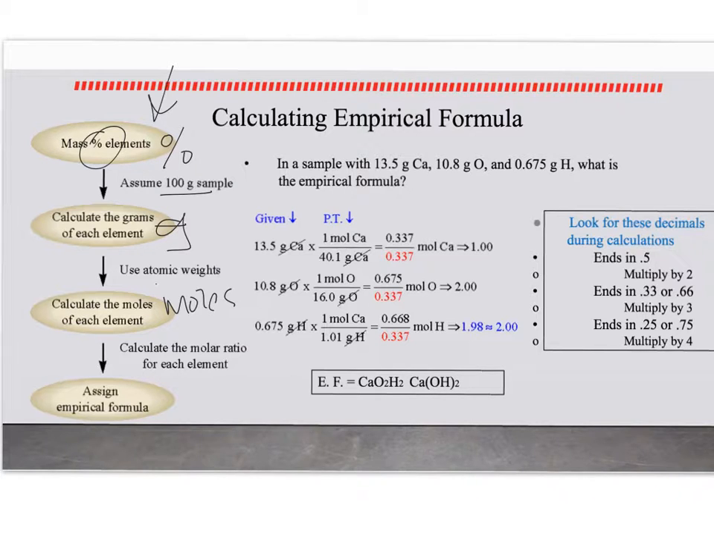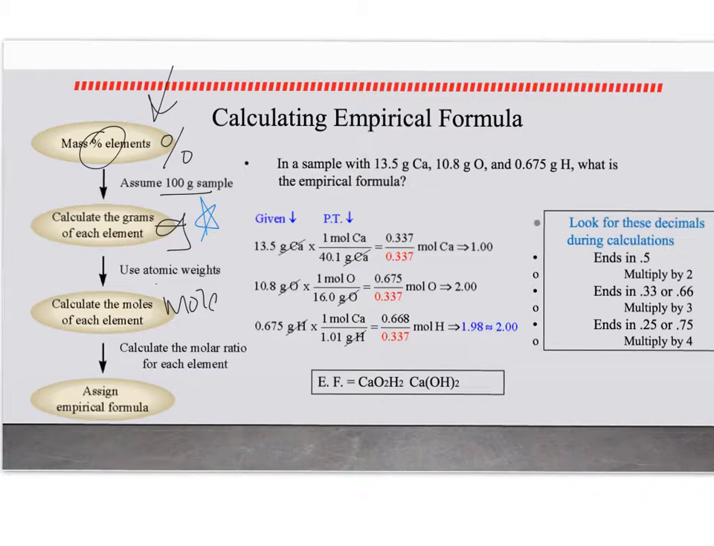And in this problem, we have a sample of 13.5 grams calcium, 10.8 grams oxygen, and 0.65 grams hydrogen. And they're asking you to calculate the empirical formula. Well, I'm given grams, so I'm starting at this step right here, where I'm going to use the atomic weights or the atomic mass to figure out the moles. So you write down your givens. If there's 3 elements, we have 3 different givens here. Once you write down your givens, you're going to use the atomic mass to convert grams to moles.